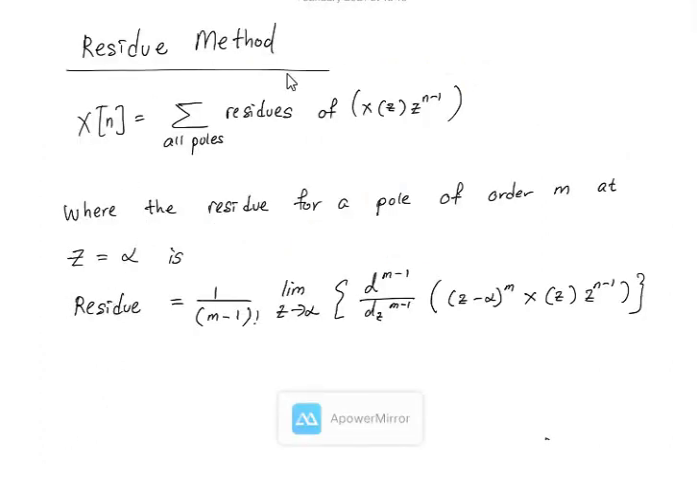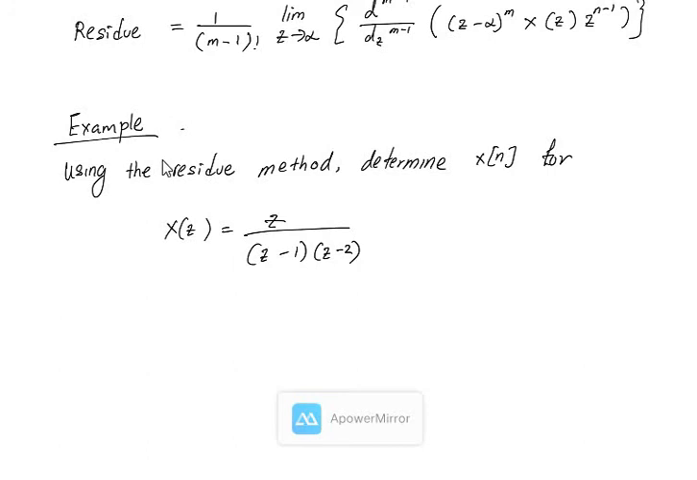Next is the residual method, the third one, to find the inverse Z transform. The x[n] is the summation of residues of X(z) z power of n minus 1, where the residue for the pole of order m at z equal to alpha is this formula. Now let's look at the example.